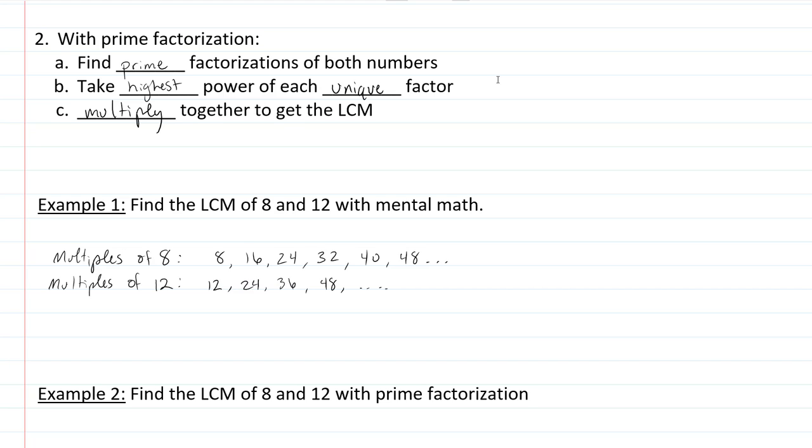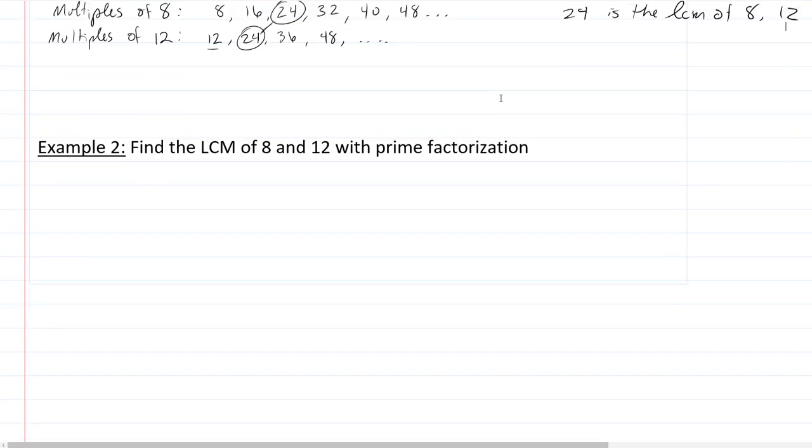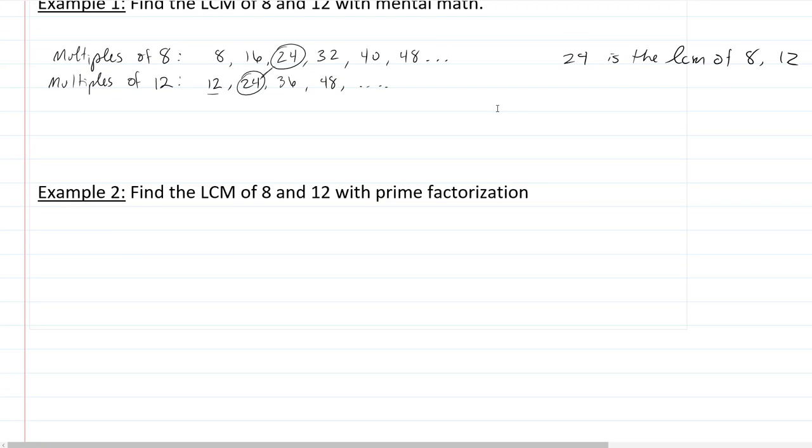And we look for the smallest one that's on both lists. So let's start with the 12 list. Is 12 on the 8 list? No. Is 24 though? Yes. And it's the smallest such number that is on both lists. So 24 is the LCM of 8 and 12. Great. So now let's do the same problem, but let's use our prime factorization method.